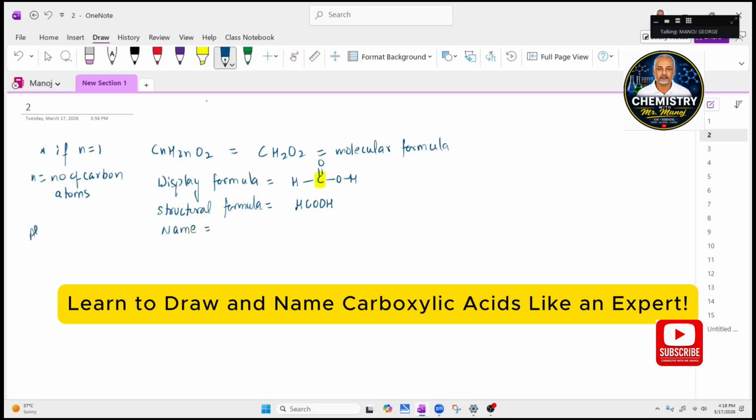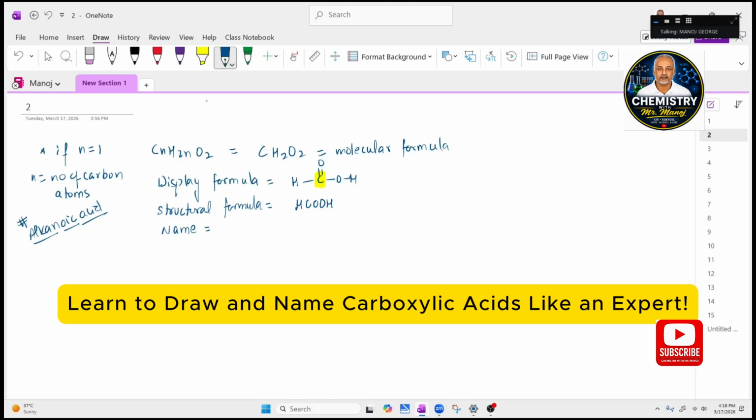Now don't forget the naming format I gave you: alkane-oic acid. This is how we used to name them. So would you want to try? You could use the mic or you could type in. What could you say is the name of this compound? It has only one carbon. Very good. Well done. So it's only one carbon.